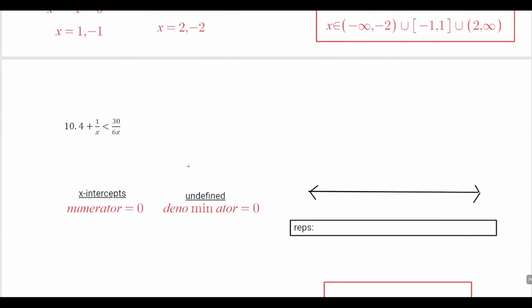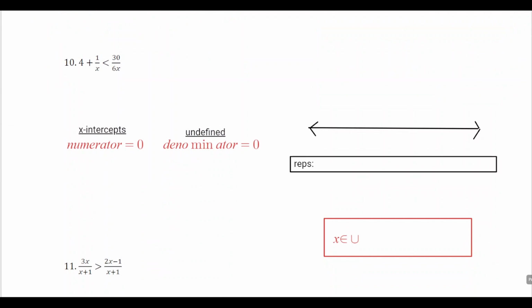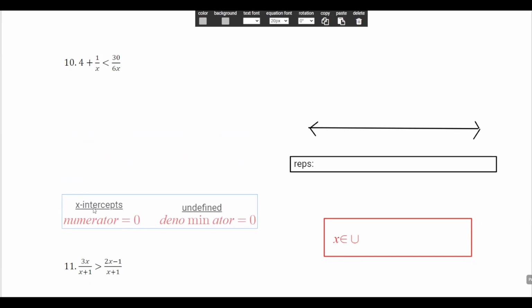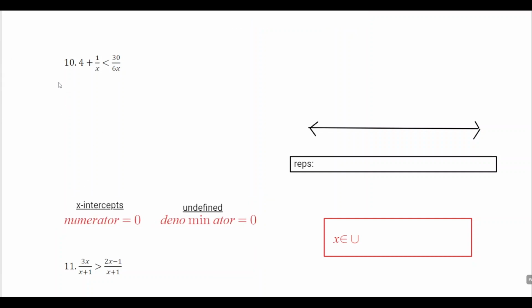Number 10. Okay, so we got another one that we got to kind of rearrange and find common denominators and all that. So let's go ahead and get that started. For this one, we are going to bring the 30 over 6x over to the left-hand side. The algebra here should be a little kinder to us than the last one because these denominators are monomials rather than binomials. So we've got 4 plus 1 over x minus 30 over 6x.